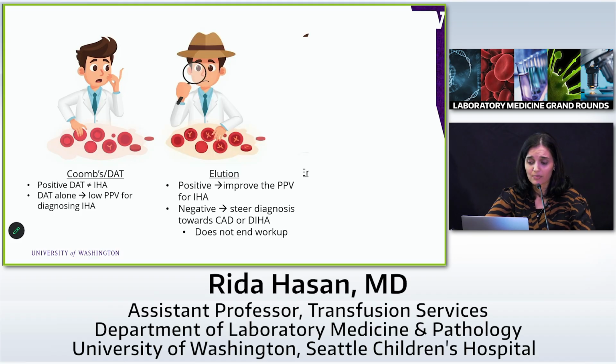For an elution, a positive elution can further improve the positive predictive value of your DAT. And then a negative elution can help steer you towards a diagnosis of maybe cold agglutinin disease or drug-induced hemolytic anemia. But really, it shouldn't end your diagnostic workup if you have high suspicion. So you shouldn't just say, oh, no antibody was eluted, there's no antibody implicated in my patient's hemolysis.